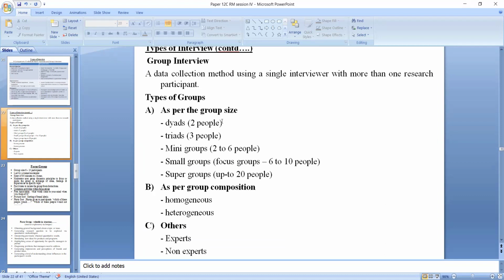triads, you may be knowing. When only two people in the group, it is called triads, 3 people, mini group 2 to 6 people, small group 6 to 10 people, and super groups up to 20 people.